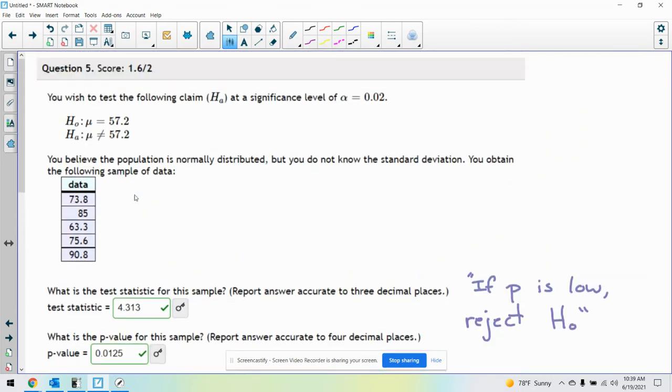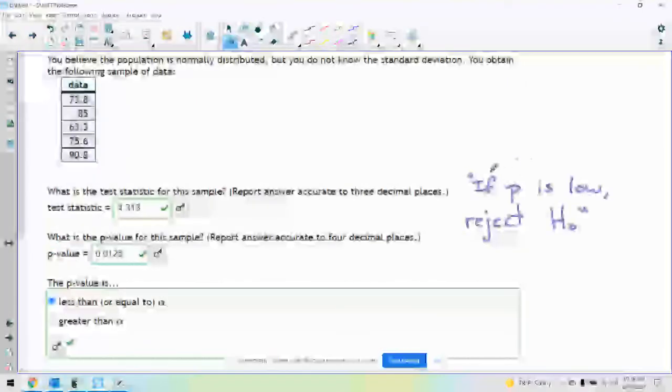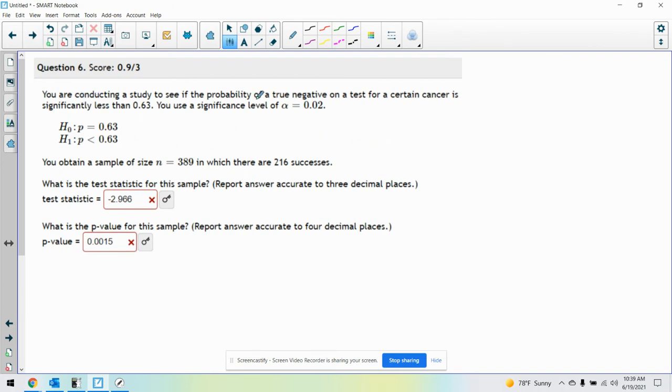Okay, so since we reject the null, which is saying it's equal to 57.2, we can accept that it's not equal to 57.2. So let's see. There is sufficient evidence to warrant the rejection of the claim that the population... No, that's a double negative, and that's not right. There is not sufficient evidence to warrant the rejection of the claim that the mean population is not equal. The sample data support the claim that the population mean is not equal to 57.2. That's the alternative. So we can get rid of all those. So just remember that. If the p is low, lower than alpha, we reject H0.